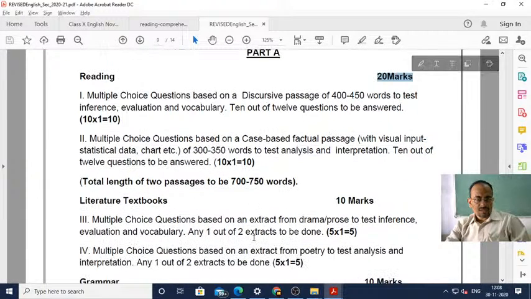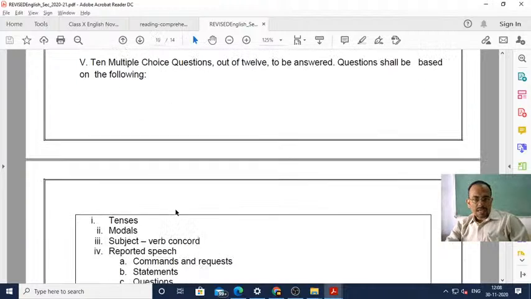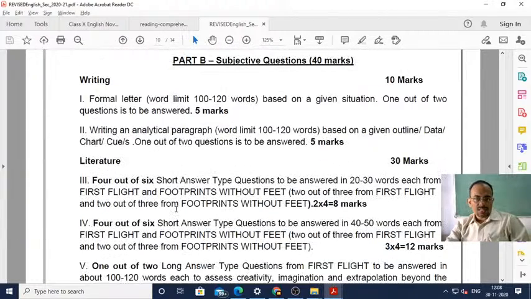So 40 mark objective type questions, and in the subjective type questions, from the writing skill, a formal letter will be given. So a formal letter based on a given situation, 1 out of 2 questions is to be answered.